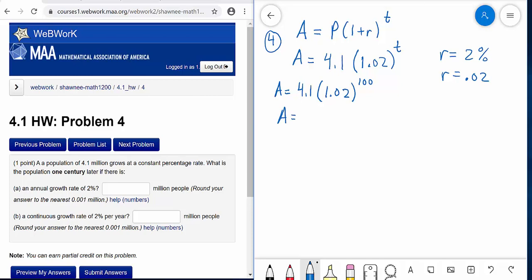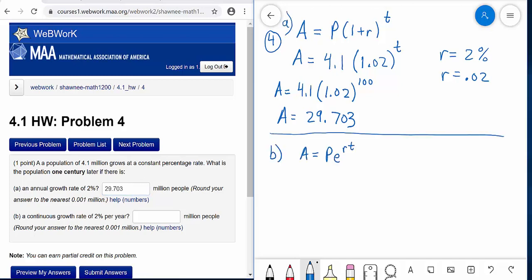And so we see that in 1 century, this would equal 29.703. And that represents 29.703 million people. Now for part B, we're told that we have a continuous growth rate at 2%. So for continuous growth, we use this formula.